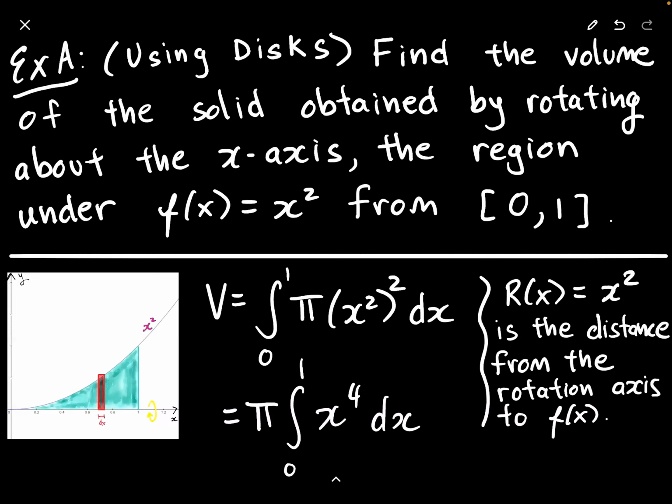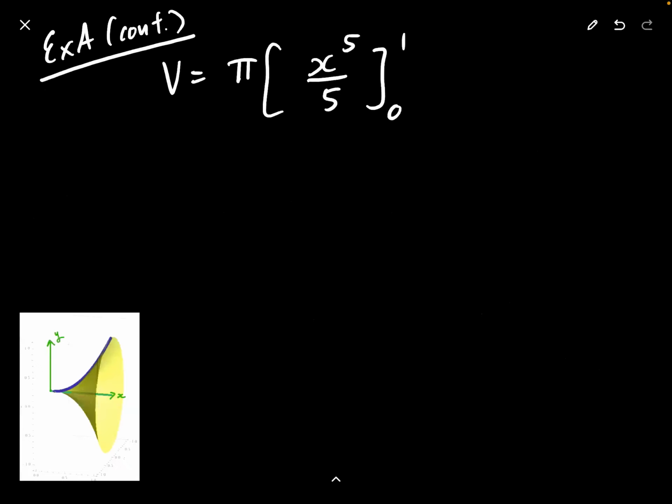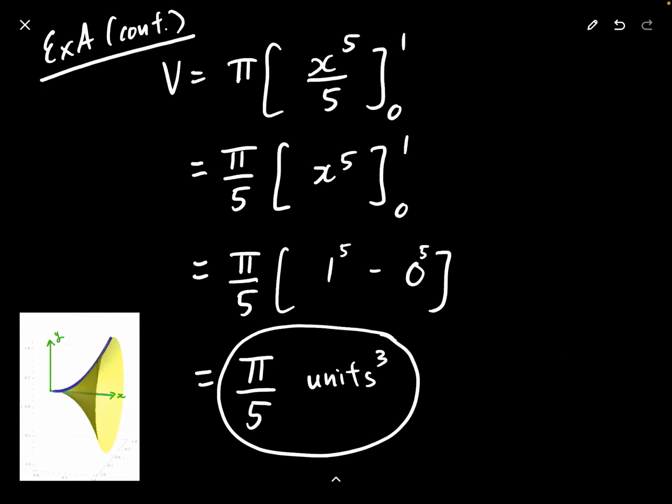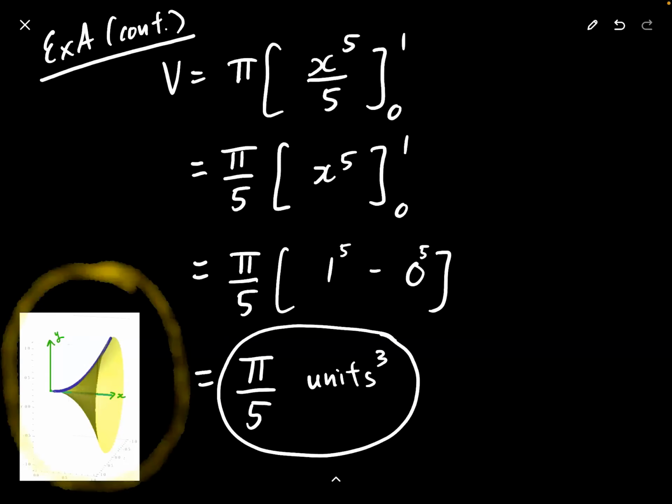So I take the constant pi in the front, and then we just have the integral from 0 to 1 of x to the 4. So the antiderivative of x to the 4 is x to the 5 over 5. Here I can take 1 over 5 in the front. Just check that you get the volume pi over 5 units cubed. And it's not necessary to draw the actual solid of revolution, but here I have put the graph of it just for reference.